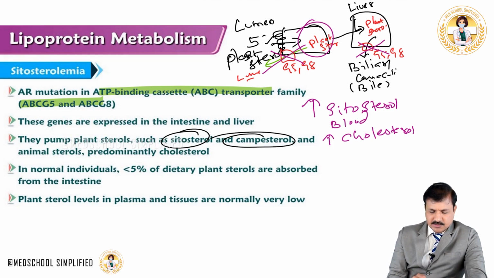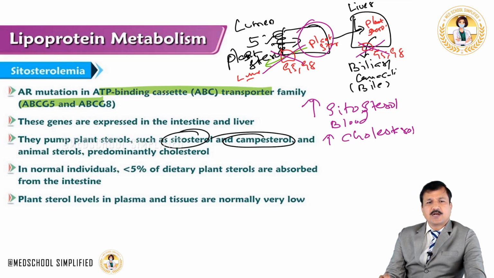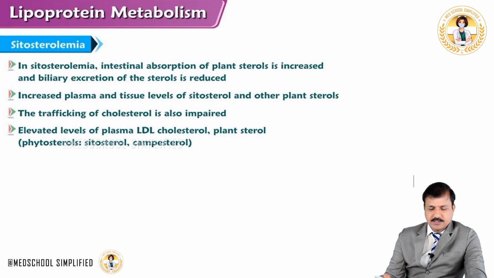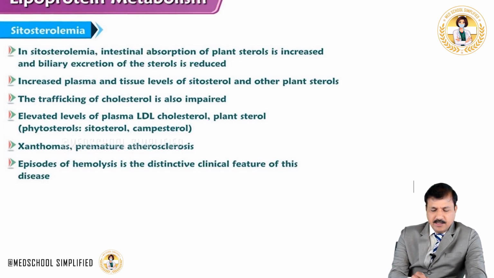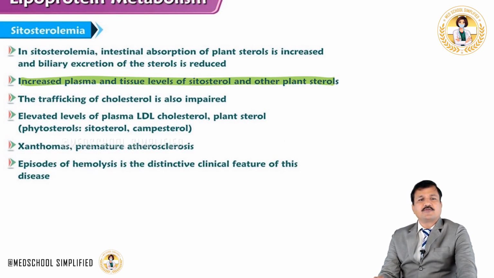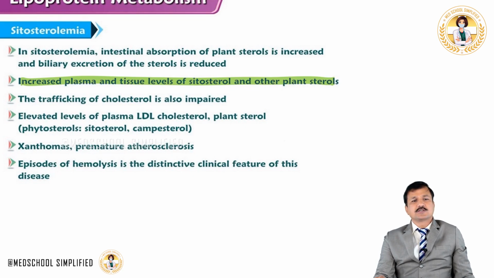That's why in normal individuals, less than 5% of dietary plant sterols are absorbed from the intestine, so plant sterols in the plasma and tissue are normally very low. But in sitosterolemia, because of the defect, there will be an increase in the plasma and tissue levels of sitosterol and other plant sterols.